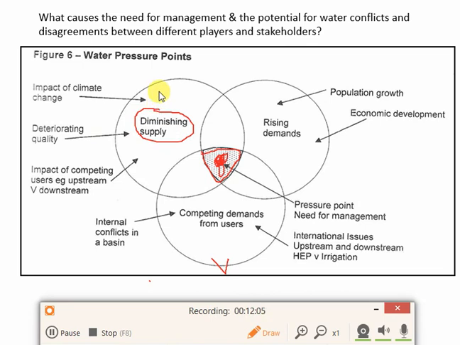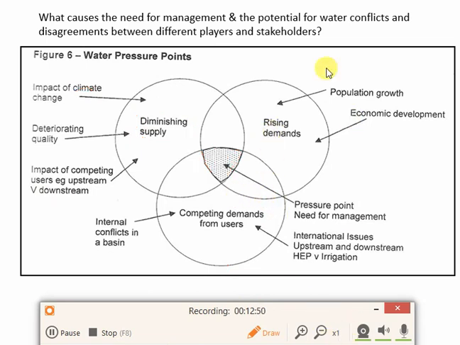So if we think of a seesaw, freshwater supply is decreasing. Well, why is that? Climate change at some latitudes affecting rainfall levels. Deteriorating quality, you could argue that's connected to rising demands as well. If we're polluting rivers, if we're getting aquifers that are seeing saltwater ingress or incursion, then that's going to decrease the quality as well. And also upstream versus downstream users. If we've got people upstream building dams, then that's going to diminish the supply for users downstream.